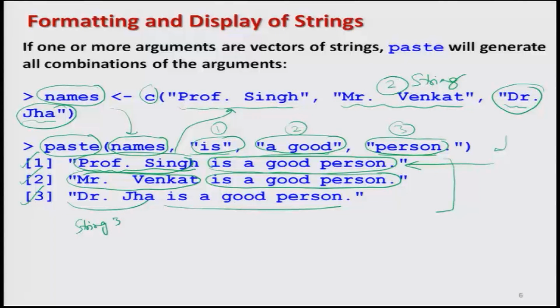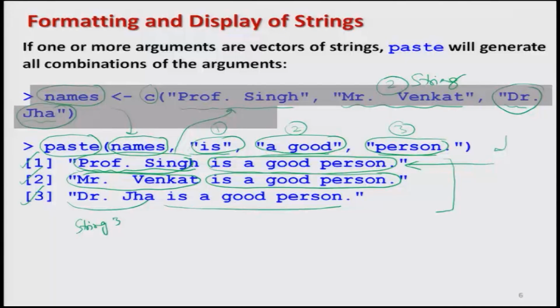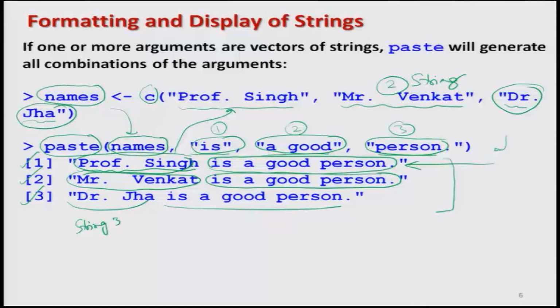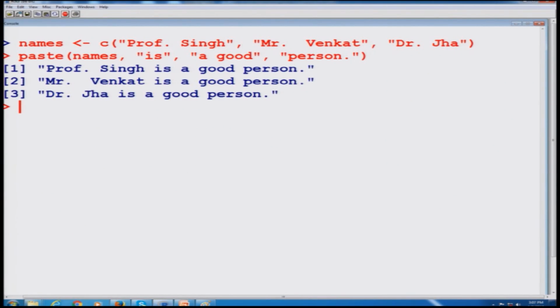So, now let us try to do this example on the R console. I create a vector, say names, and then I use my paste function, and you can see we get this outcome.